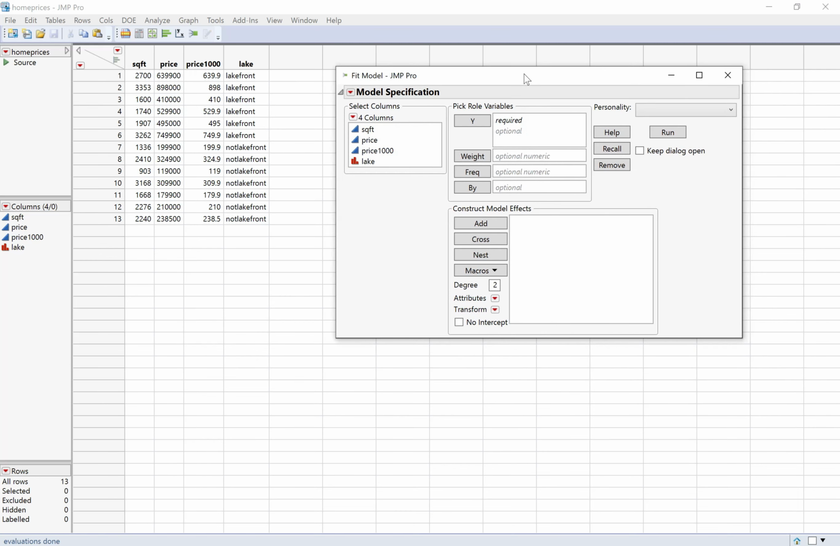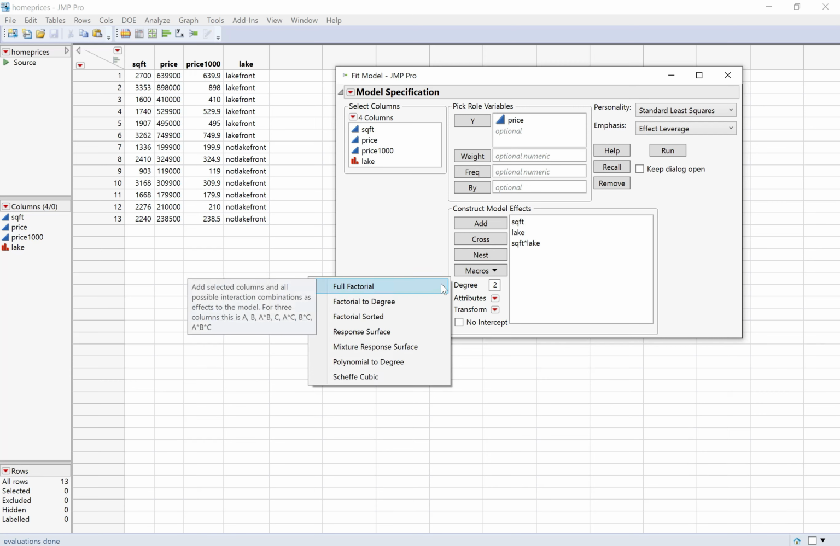So remember, fit model is what you use anytime you have more than one explanatory variable. We've got price as our response, and we want to include both the size and the location in our model. But now we're also going to use an interaction term. So I'm going to highlight size and lake, and I'm going to click cross and do it that way. By the way, I did that just by holding the control key so that I could highlight them both at the same time. Okay, so now I've got my two variables and the interaction term. I also could have done that with the full factorial, kind of like I did for categorical data earlier.